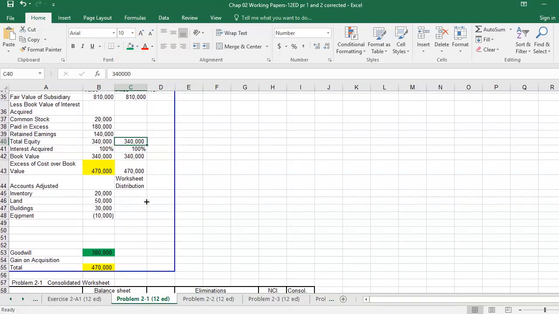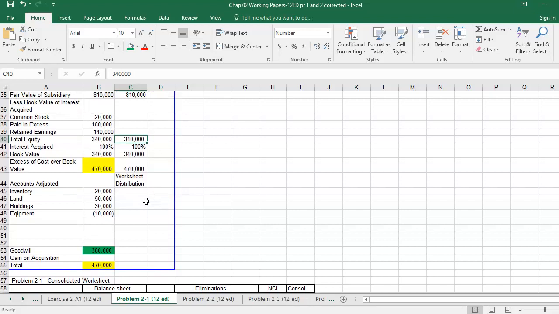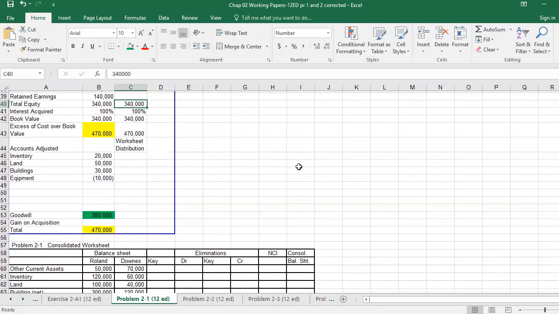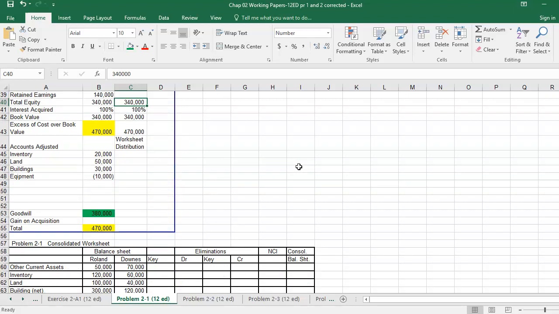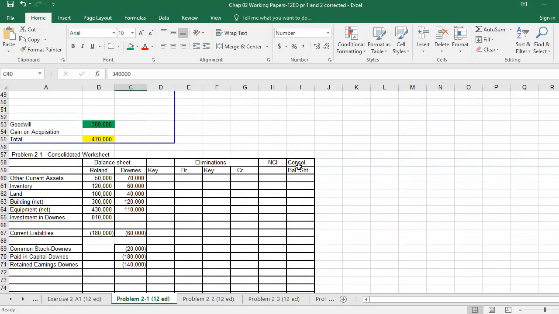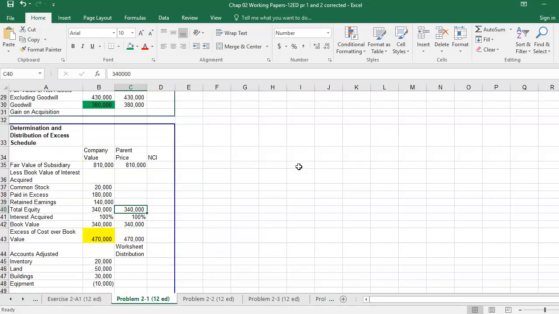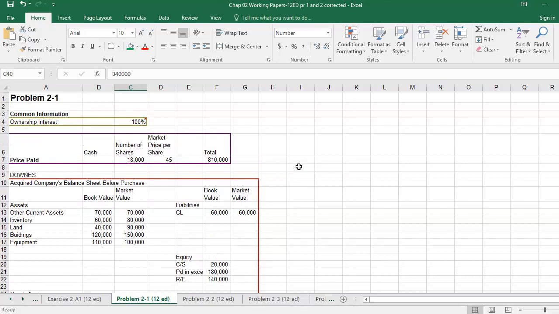Okay. Then they wanted you to record the investments and any other entry necessitated by the purchase. Okay, so just to record the investment, that's where they made the investment and they gave them shares of their stock. All right, that's not really where this goes, so I'm going to do that out here.